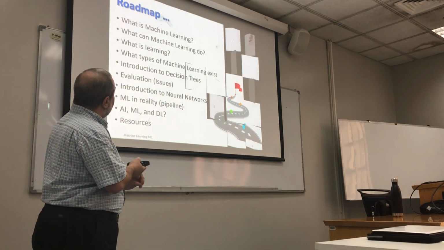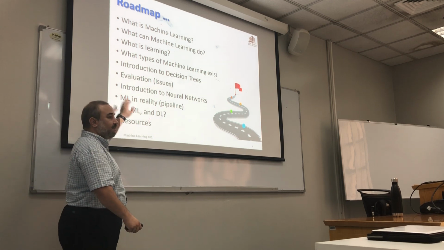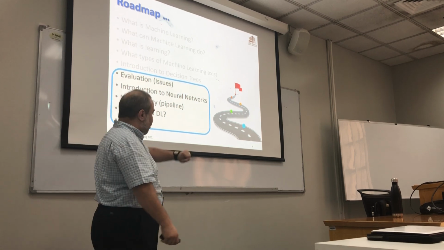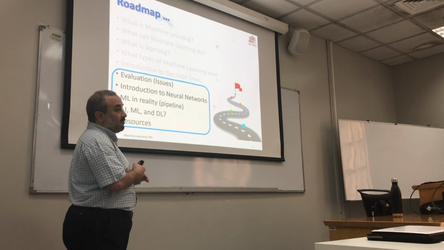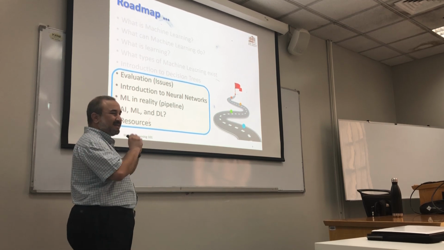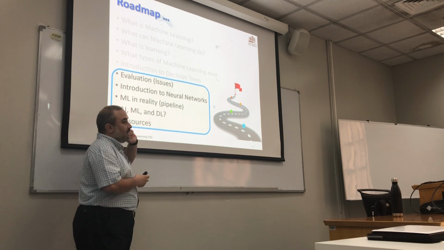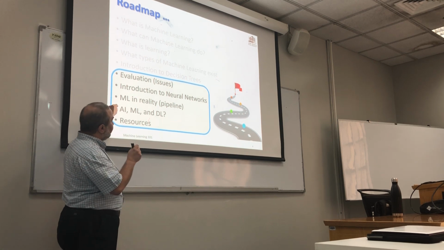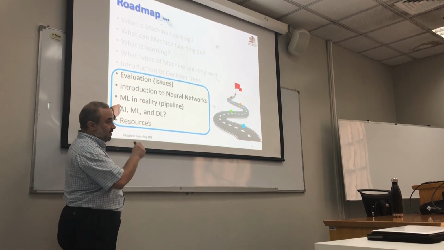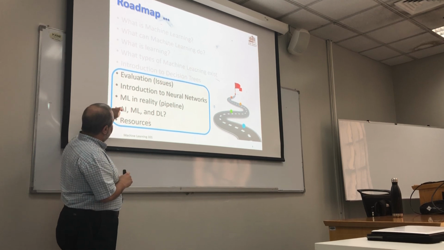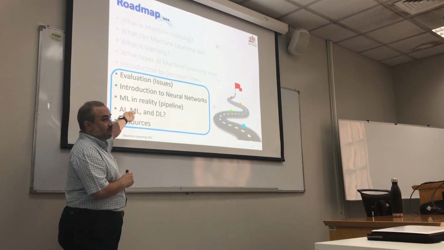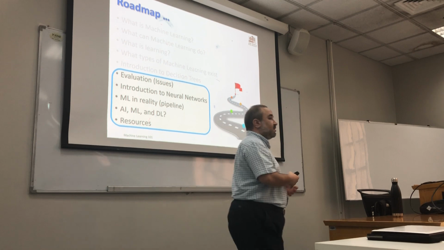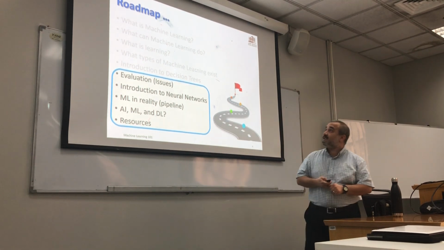Okay, so let's move on today. I remind you with this roadmap. This is the roadmap of the entire workshop, but we are done with the first part, and today we'll focus on this only, inshallah. Hopefully we'll have time. We'll talk about some evaluation issues, not completely on evaluation, but some issues with evaluation. And then a brief introduction to neural networks. Then briefly we'll talk about how we see machine learning in a full pipeline, in a real life problem. And then the differences between AI, machine learning, and deep learning. And then we'll give you some pointers for more information. Okay? So that's the roadmap for today.